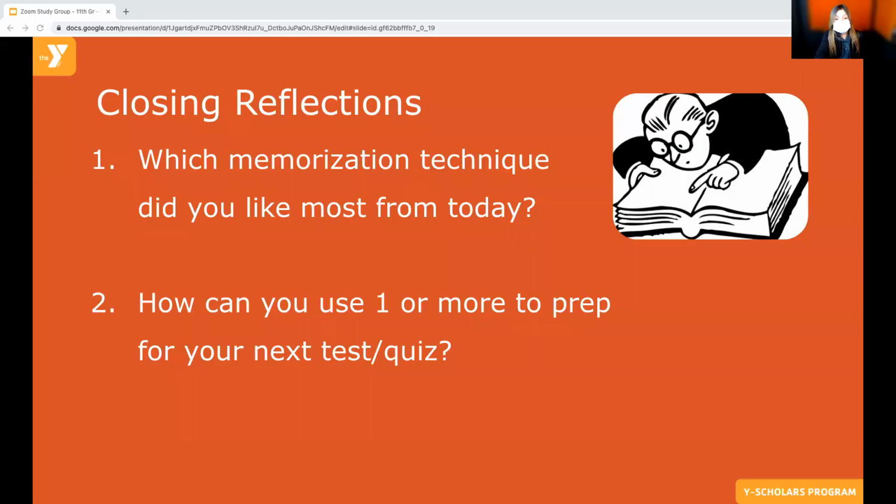A second activity is just to go ahead and jot down a few thoughts. Reflect on today's session. We discussed both the mnemonic method to memorization as well as the rote. Which memorization technique did you like most from today? And how could you use one or more to prep for your next test or quiz? Go ahead and answer these two reflection questions in your YSP journal.